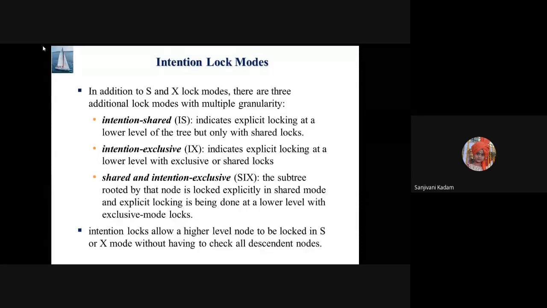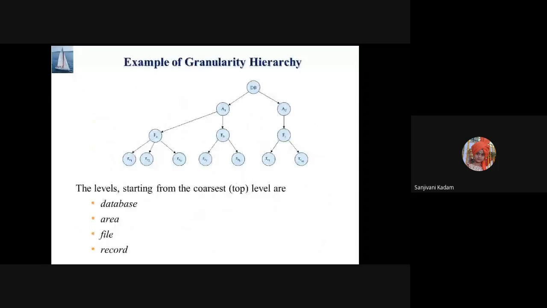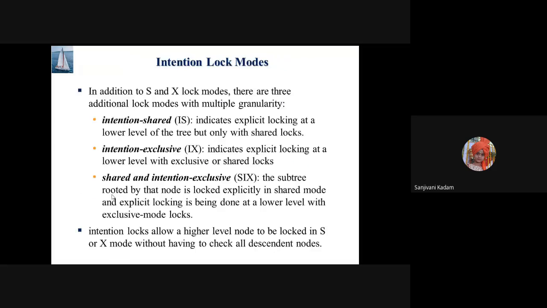And then next, shared and intention exclusive: the subtree rooted by that node is locked explicitly. Subtree means this subtree I'm talking about. So A2 is our main node, and FC, RC1 and RCM are the subtree of this A2. The subtree rooted by that node is locked explicitly in shared mode, and explicit locking is being done at a lower level with exclusive mode locks.